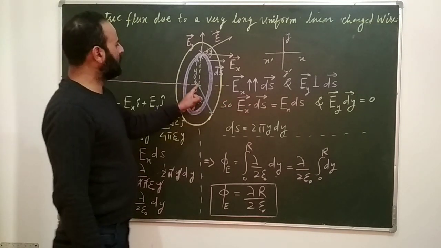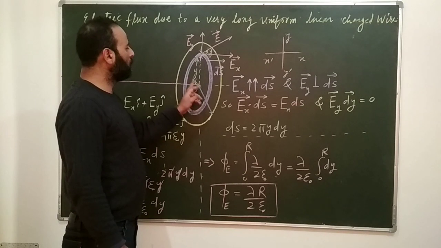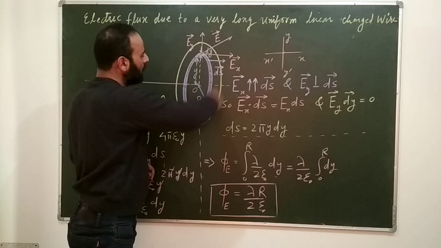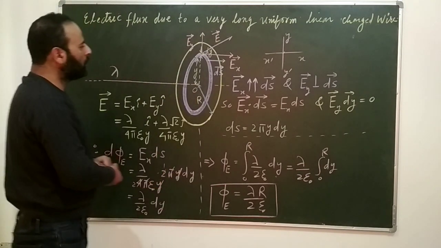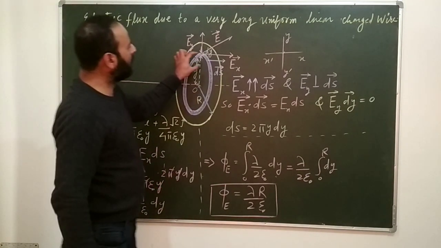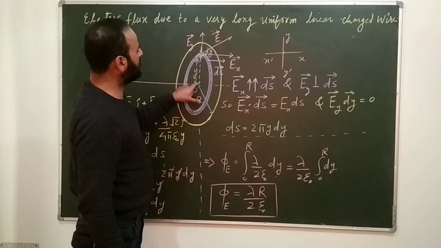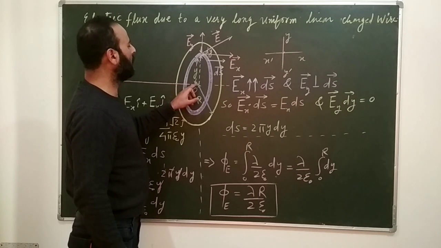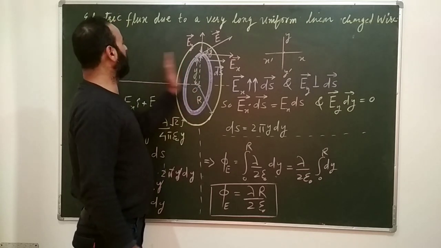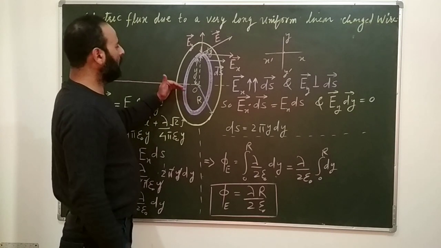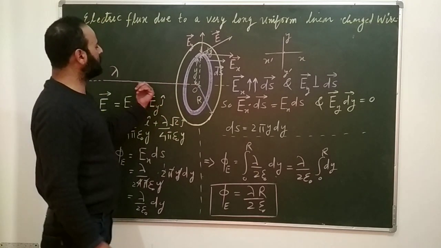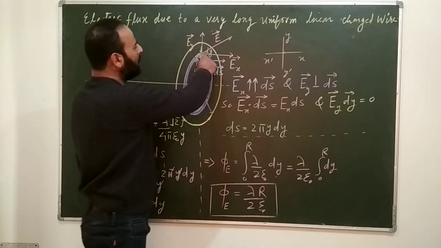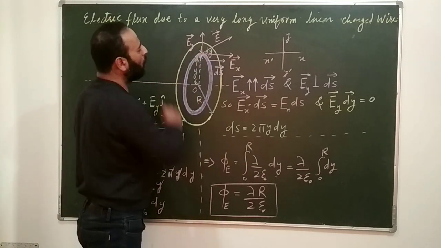So this is here the end of the charged wire, where we have to find the electric flux through a ring of radius r, right? What I will do here is consider a ring element at a distance of y from the center of the ring, or from the end of the wire, which is perpendicular to the wire, or we can say along the axis of the ring, okay? Now, the ring element has a thickness of dy, right?